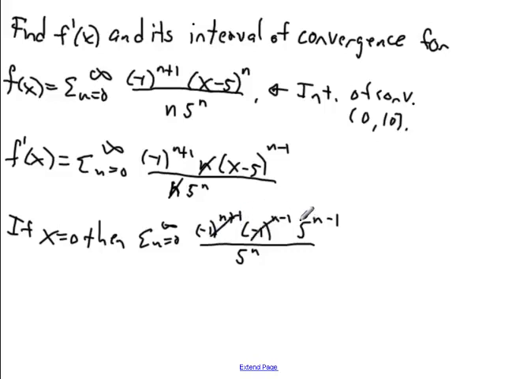And moreover, 5 to the n minus 1 is going to cancel with a 5 to the n on the bottom, just leaving us a factor of 5. So we get the series sum from n equals 0 to infinity of 1 over 5, which, if you add up 1/5 plus 1/5 plus 1/5 infinitely many times, the series diverges.